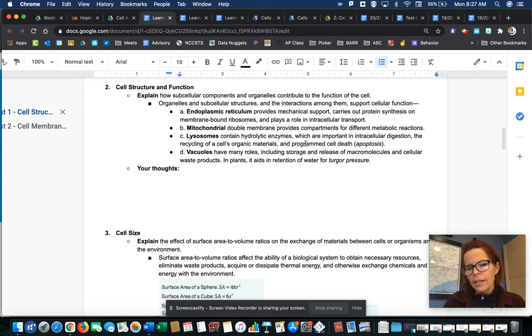So intra means within. Inter, like the internet, means between, so connecting to the outside world or connecting outside of the cell. So this one's internal. The mitochondrial double membrane provides compartments for different metabolic reactions. The lysosomes contain the hydrolytic enzymes, we already said that, which are important for intracellular digestion, the recycling of a cell's organic materials, and recycling is super important. The lysosomes are able to recycle things that come in, so things just don't get wasted in a cell.